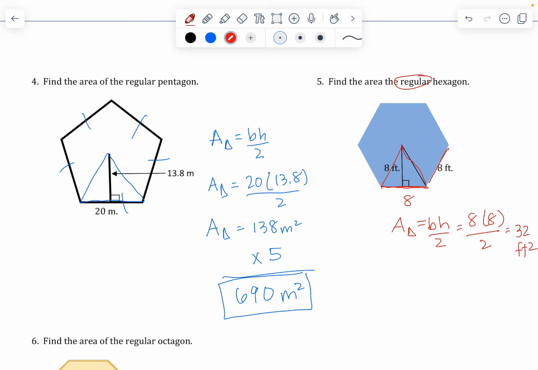Now remember, that's only one triangle. Think about a hexagon. A hexagon is 6 sides. You can count them if you want. 1, 2, 3, 4, 5, 6. So we're going to have to take 32 times 6. And that turns out to be 192 feet squared.